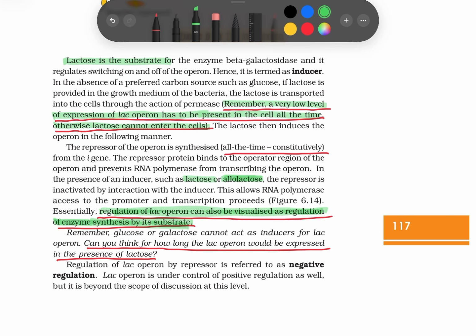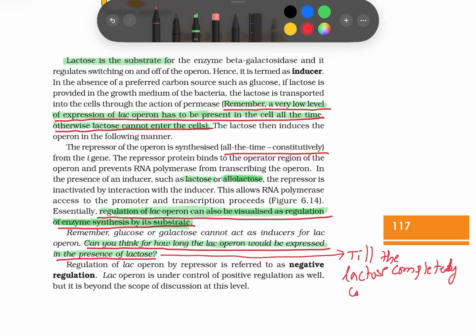And the last point here we can see: can you think for how long the lac operon would be expressed in the presence of lactose? Till that lactose is completely consumed. Do remember this point. This is the answer. Till the lactose in the cell is completely utilized or consumed. Till that period, lac operon expression can be continued.